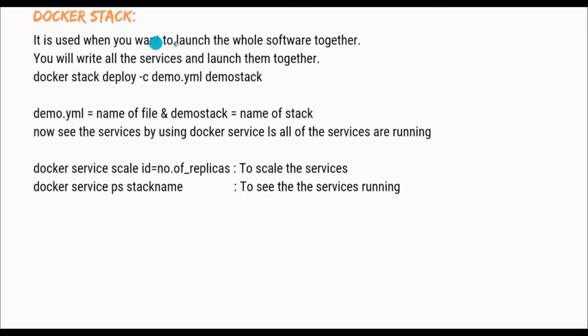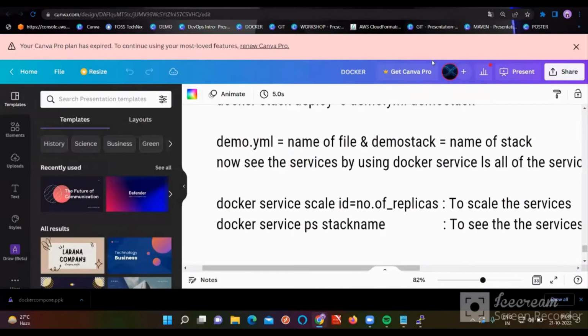It is used when you want to launch a whole software together: you will write all the services and launch them together. That means you are going to launch the front end services as well as back end services. Front end means we can take HTTP or Nginx. Back end means you can take a database, for example Redis. Redis database we can use in real time as well.